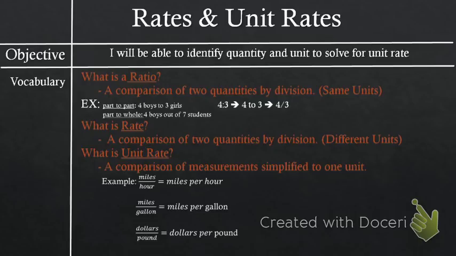Here are some examples of unit rate. You'll have miles per hour, so however many miles to 1 hour. Miles per gallon, dollars per pound. These are just some examples. There are a lot more examples of unit rate.